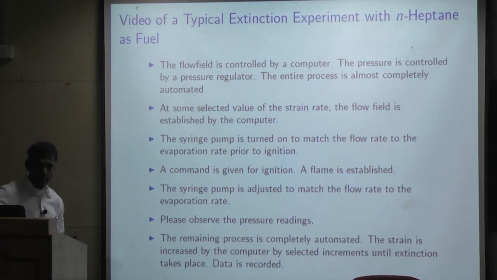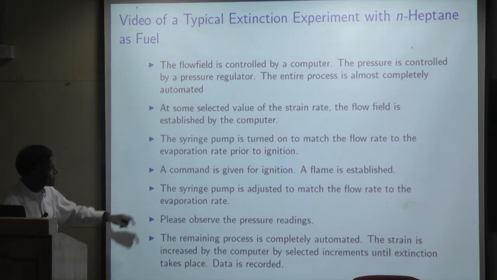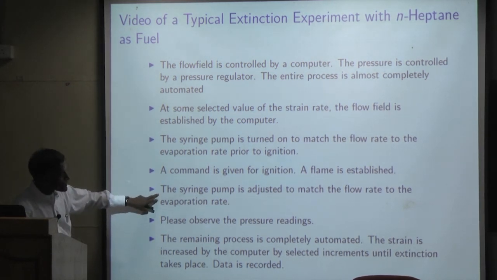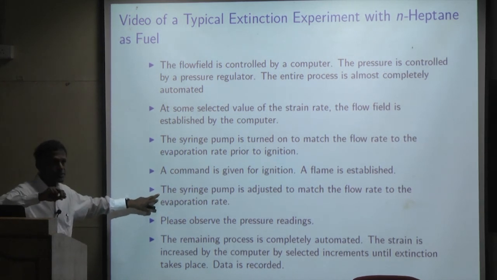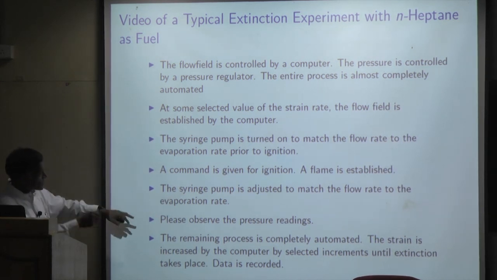This is all totally automated. The computer will give a command, and then the igniters will come in and ignite the flame. The flame is established. Then you change the syringe pump such that the flow rates are again controlled, to make sure that the flow rate and the burning are balanced, so the level is constant.